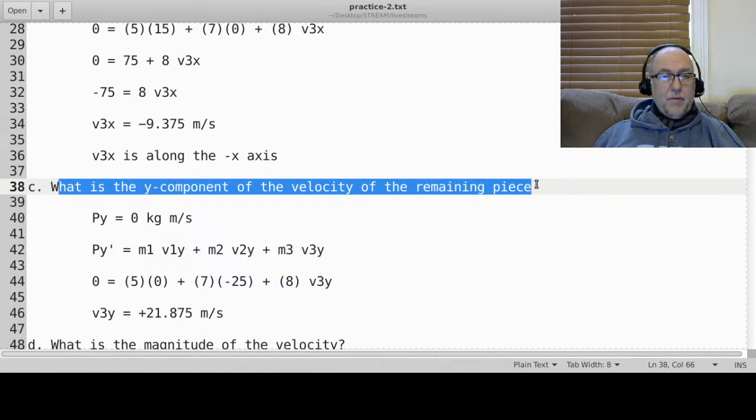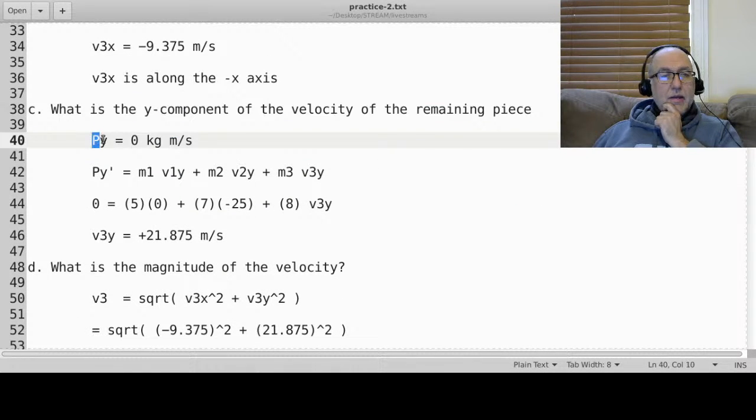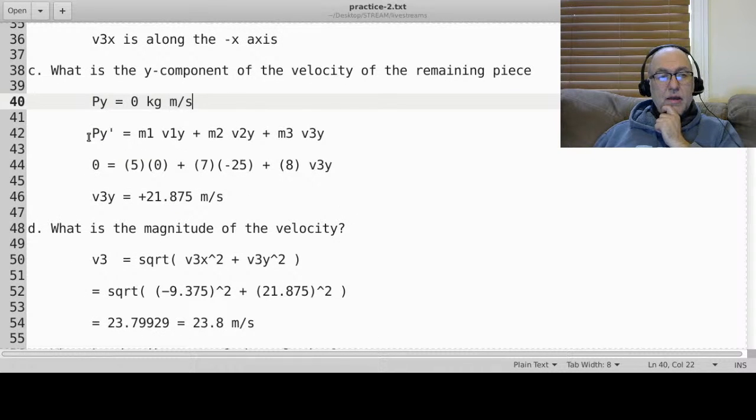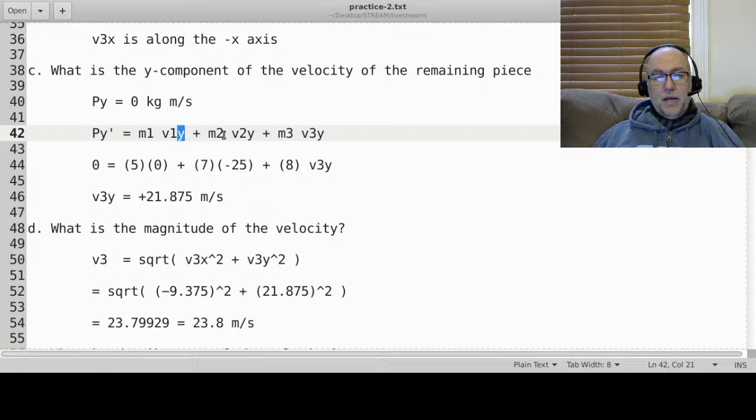Part B is, what's the y component of the remaining piece? Y component of the velocity. Same thing. It's not moving initially, so both the x and y component are 0. Here we go. There's the y component. After, it's 0 again, but now we can write the y component as the sum of all the three pieces. So that's m1, v1, but just the y component, m2, v2, just the y component, and m3, v3, just the y component.